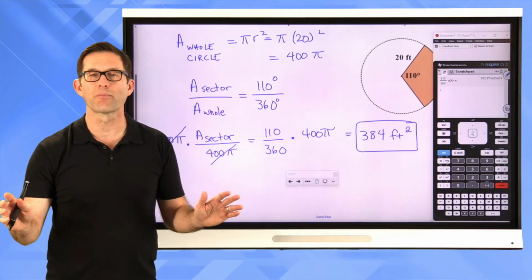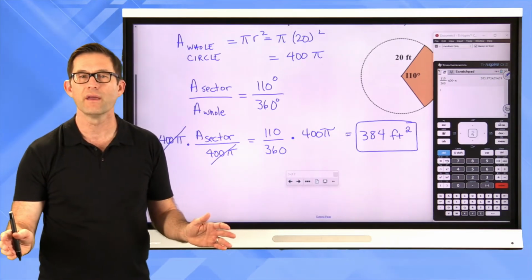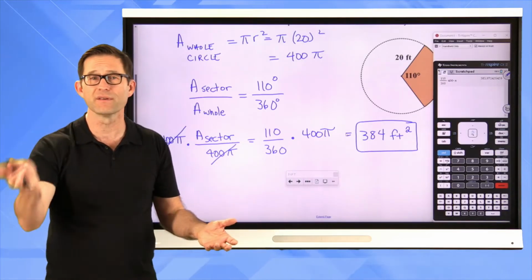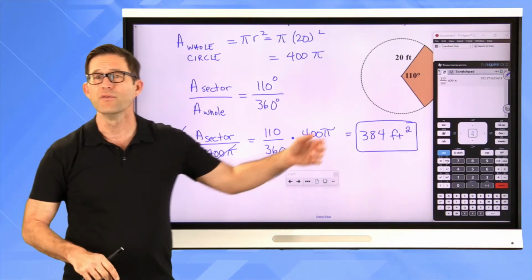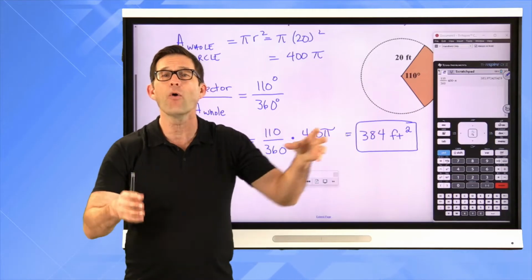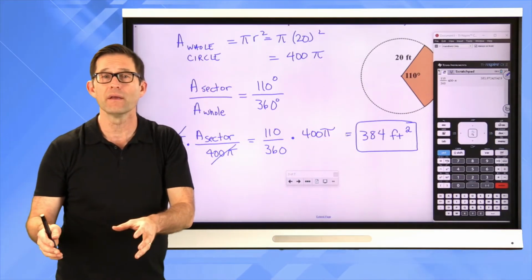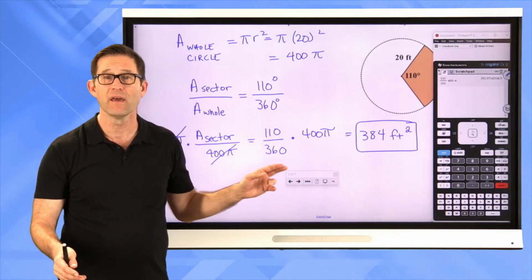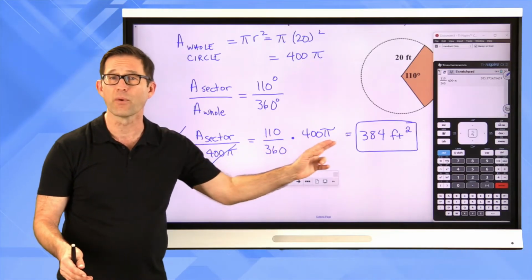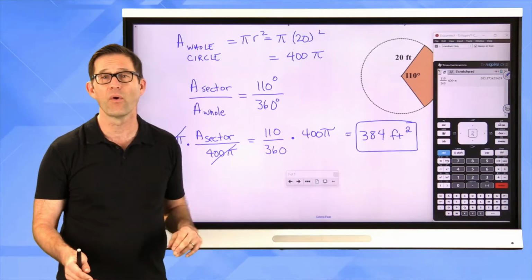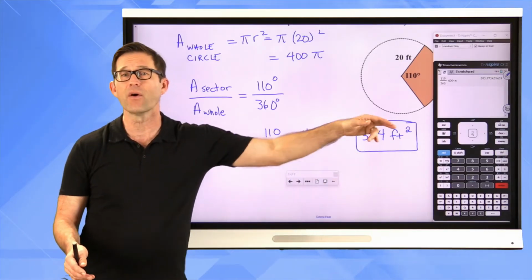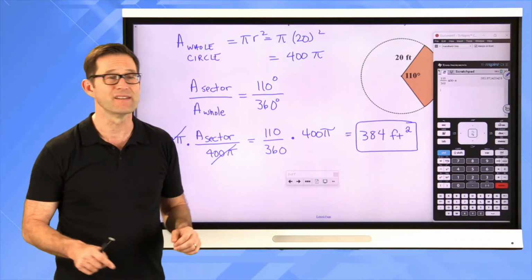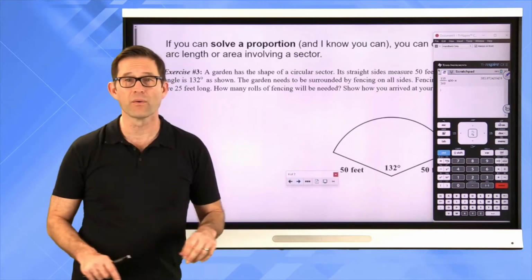All right, so easy. It's just what's called proportional reasoning, right? You've got the area of the whole circle or the whole circumference, the distance around the whole circle. You've got an angle that tells you how much of the circle is being taken up. That's 110 out of 360. And then we just take that fraction and we multiply it by the whole area or the whole circumference to get the area or the arc length of our sector. It's that easy. So let's keep going. Let's keep working with it.